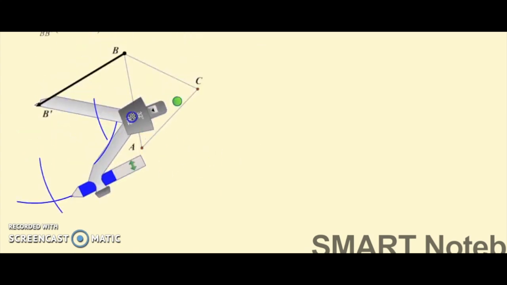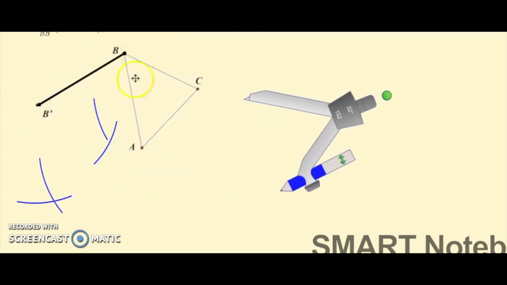And then you can connect your points. So use your straight edge, connect B prime to A prime to C prime, and that will be your translated image. Make sure they're labeled.